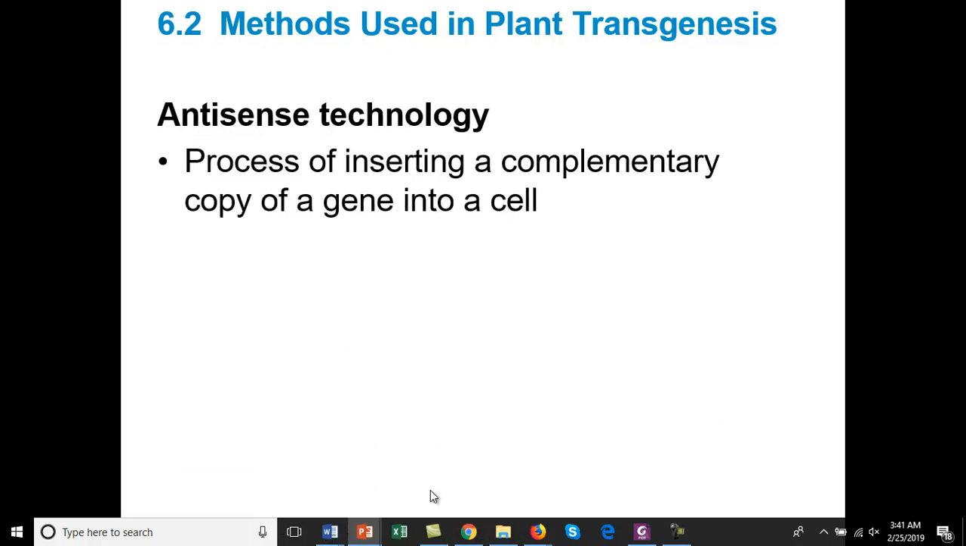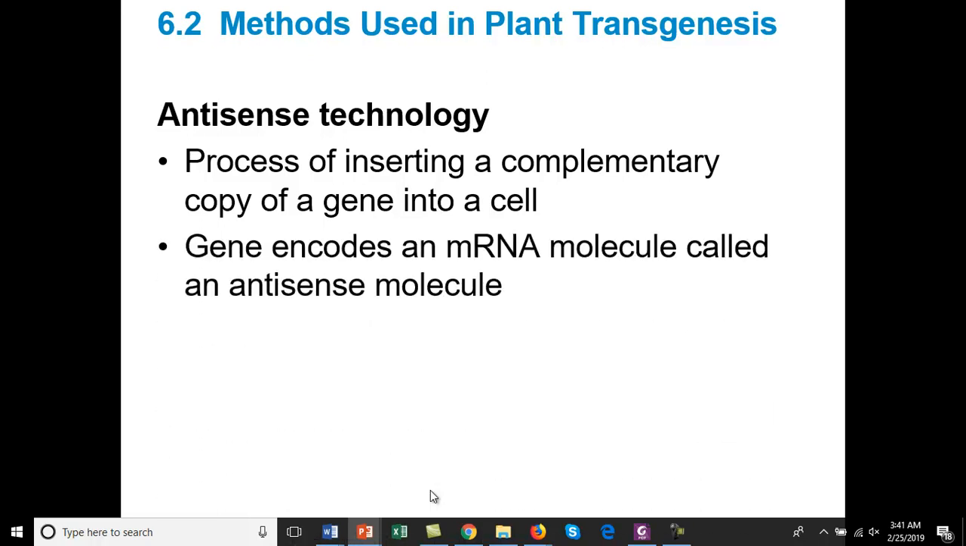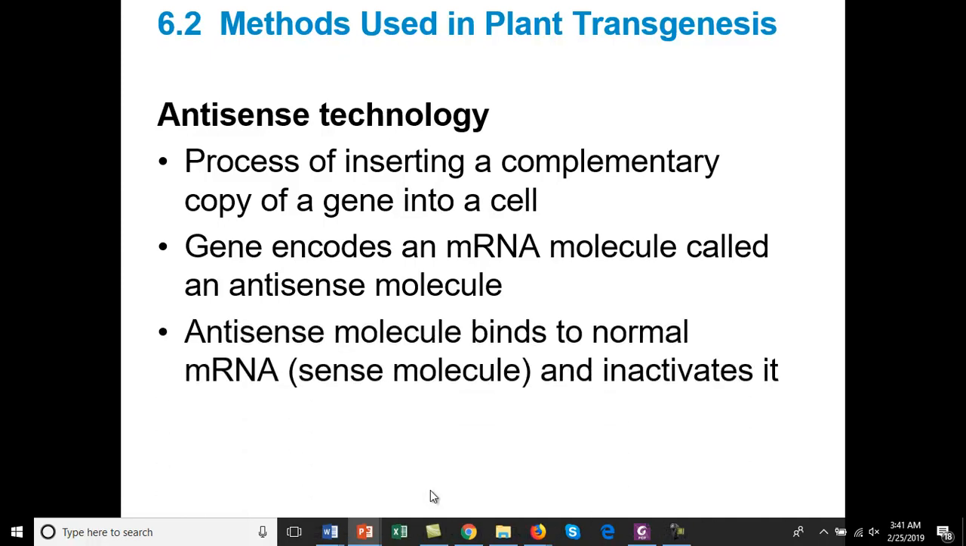Okay, so you insert a complementary copy of a gene into a cell. Complementary just means that it's going to be comprised of the complementary strand. The gene encodes mRNA, and that mRNA is called antisense. You guys know how antisense works. It just blocks sense and blocks translation. Antisense RNA binds normal messenger RNA and inactivates it.